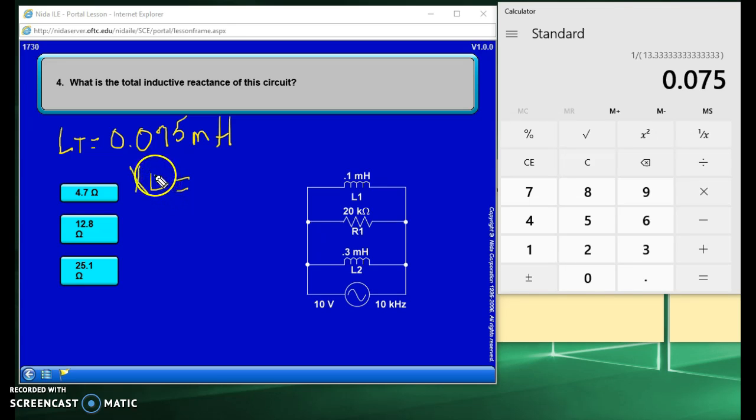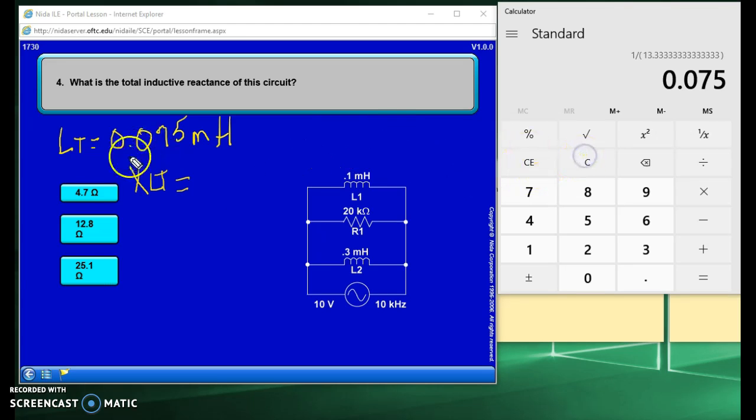And this is X of L total, so I'm going to write total here. Dadgummit, it's looking for inductive reactance, and it's looking for the total inductive reactance. So yeah, we're going around the right path. I thought I got my cart before the horse again. So this is 2 pi FL.